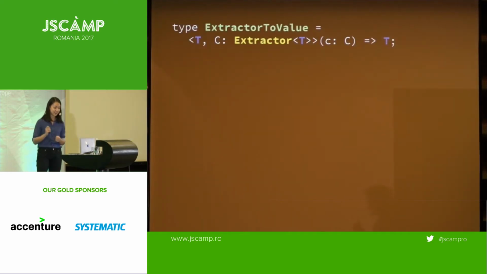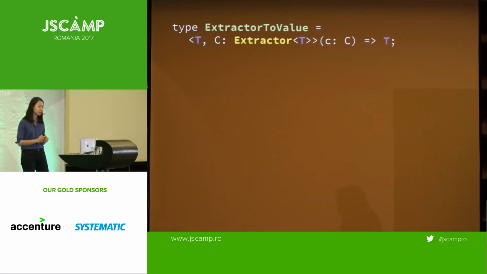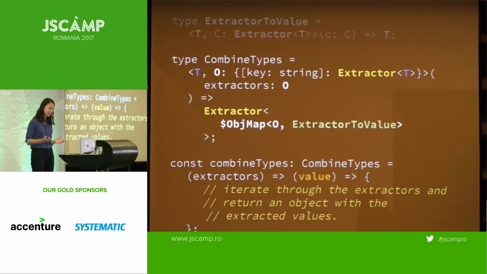So here's our F function. It's called ExtractorToValue. It takes an extractor and it says, I'm going to change this extractor to the type T, because the values in our options type object that we defined before were extractor functions. We can now define a function called combineTypes that takes a mapping of string to extractor, which is our options, and itself returns an extractor of an $ObjMap that uses the ExtractorToValue type to extract the types of each value in the input object.